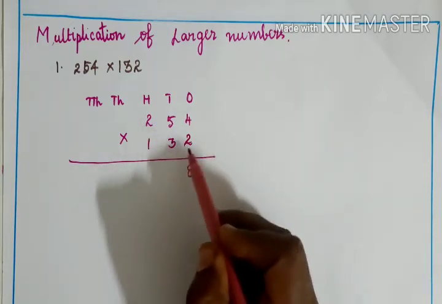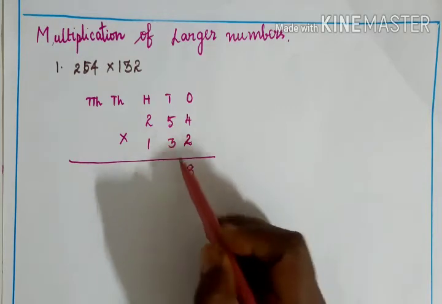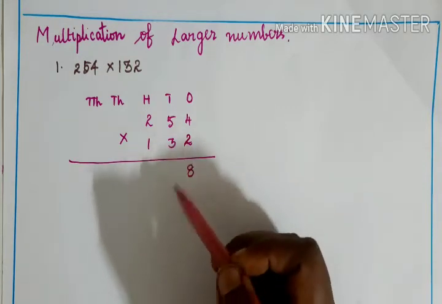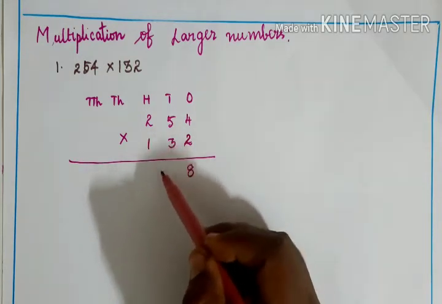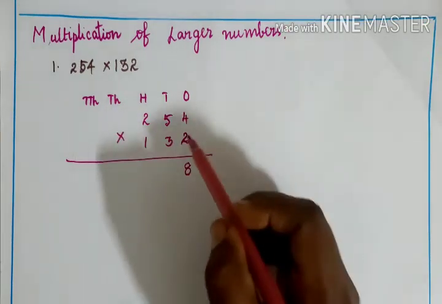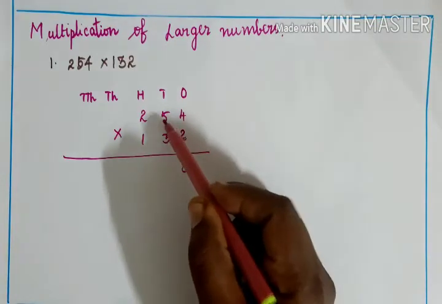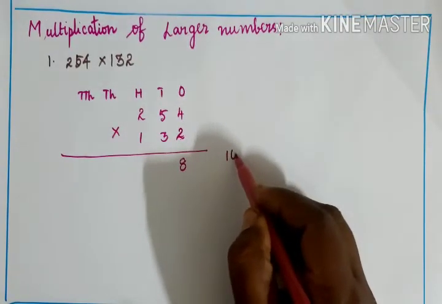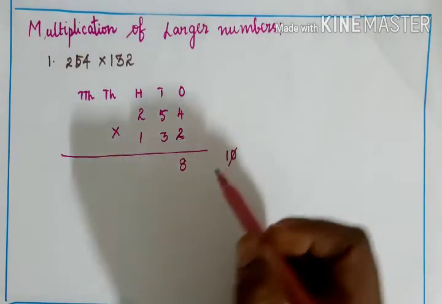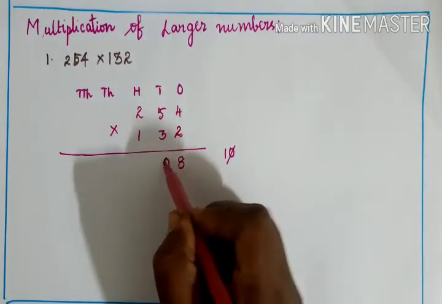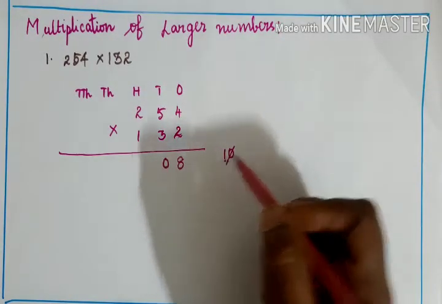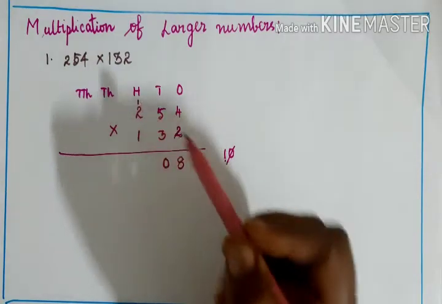You should not move to that side, because when you are adding you will get it wrong if you are writing in a wrong place value. Okay, so 2 fours are 8. Next 2 fives are 10. Okay, so this ones place, write it here, and 1 is balance. So 1 you can write it, carry over 1.